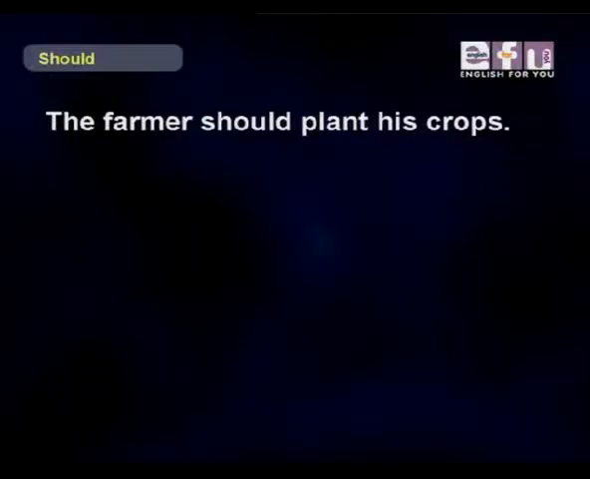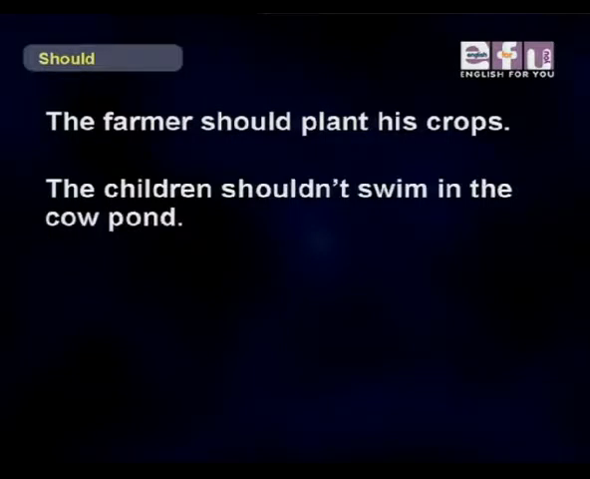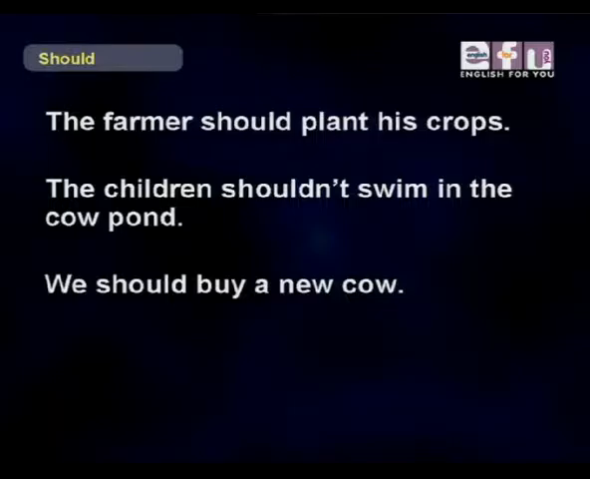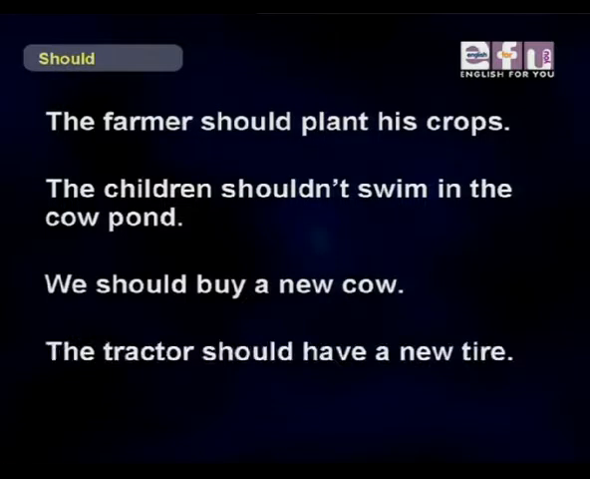Should. Well, now let's review should. Look at the screen and follow these sentences. The farmer should plant his crops. The children shouldn't swim in the cow pond. We should buy a new cow. The tractor should have a new tire.